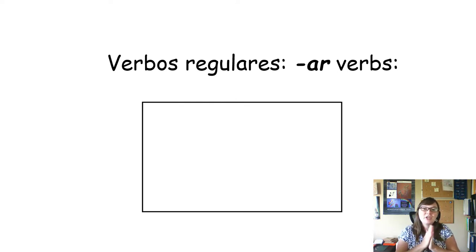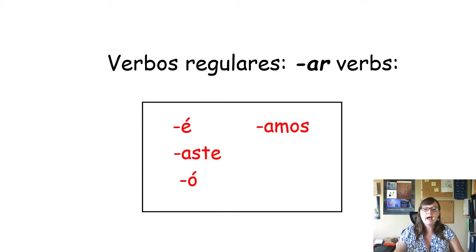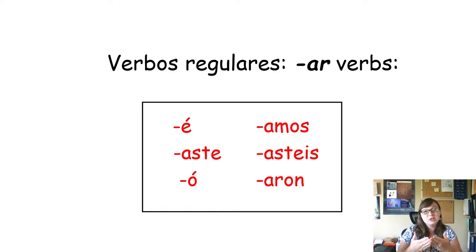Okay, so we're going to start with some regular AR verbs. As you know, we've got three types of verb endings in Spanish, AR, ER, and IR verbs. So for our regular verbs in preterite, the endings are going to be é, aste, ó, amos, asteis, aron. Notice that we will be learning vosotros. There are millions of people, almost 45 million people, who use the vosotros form in España. So we will be using vosotros in this class, and you will need to know it for the exams.